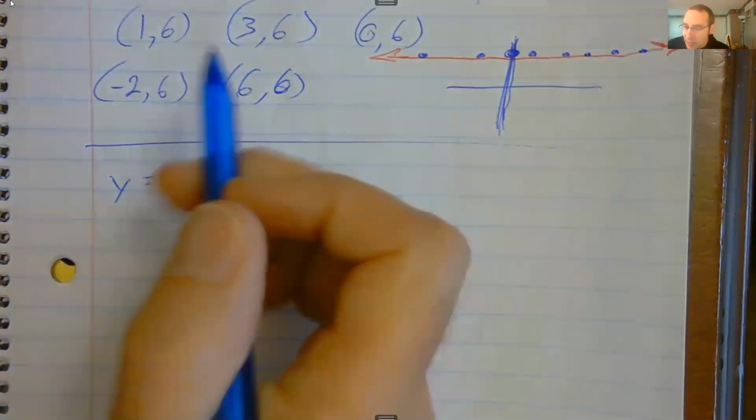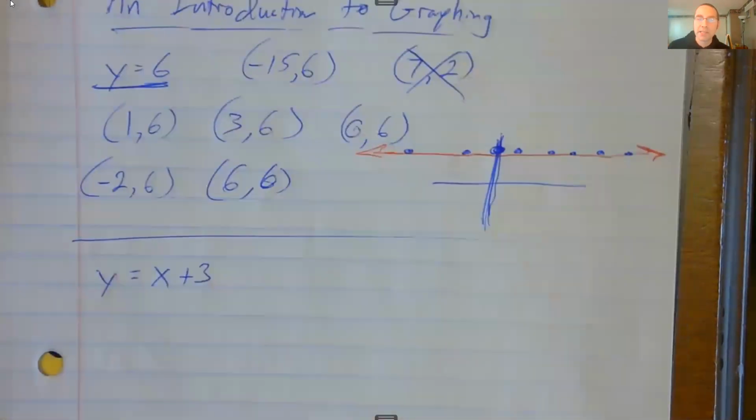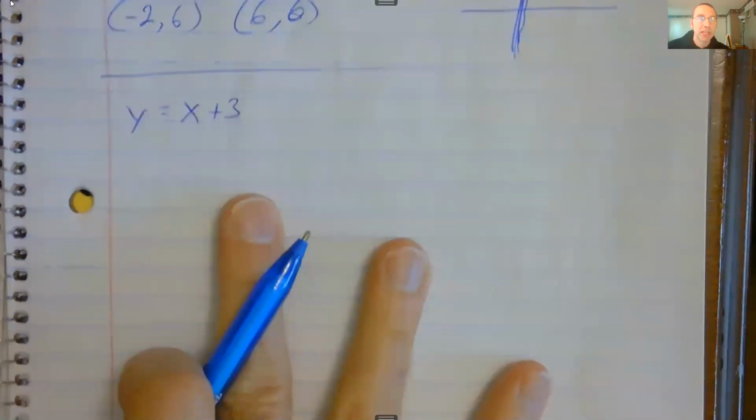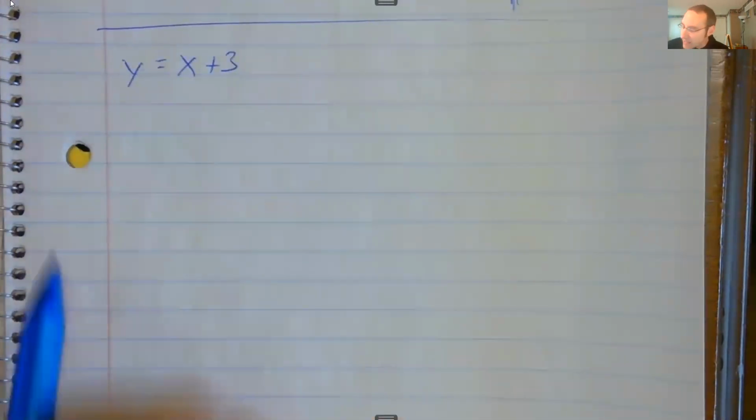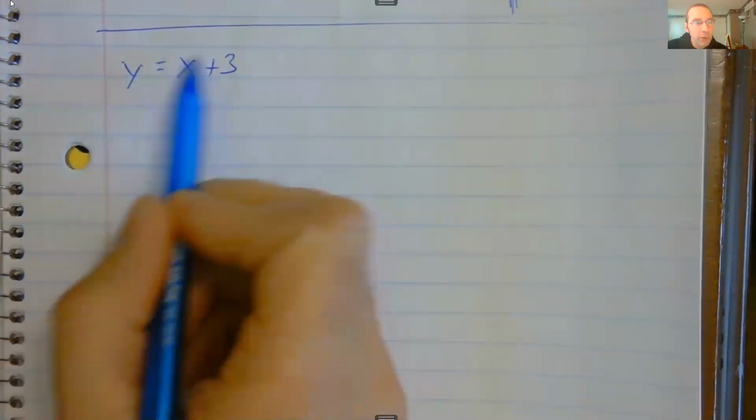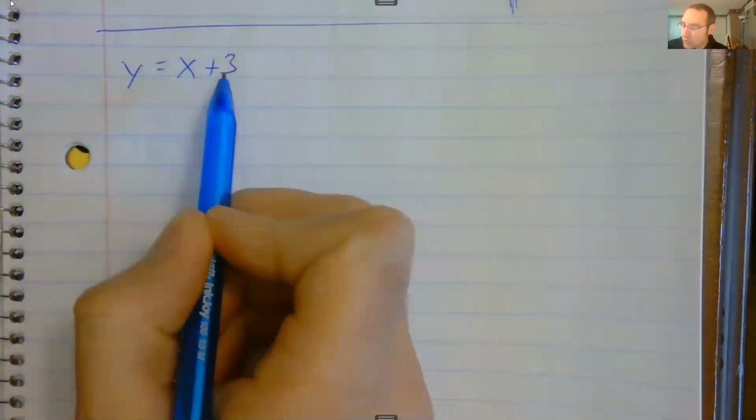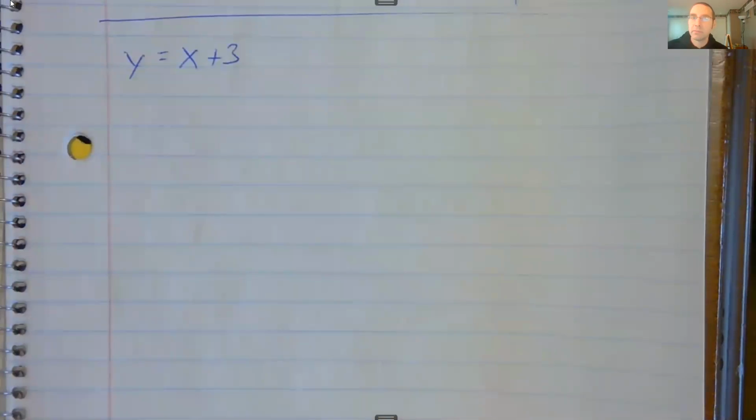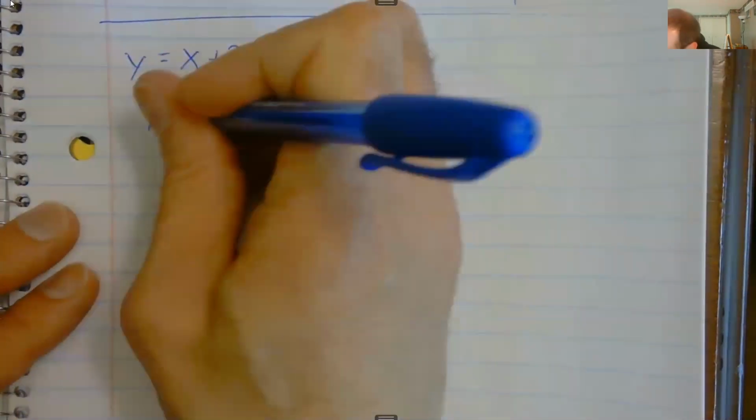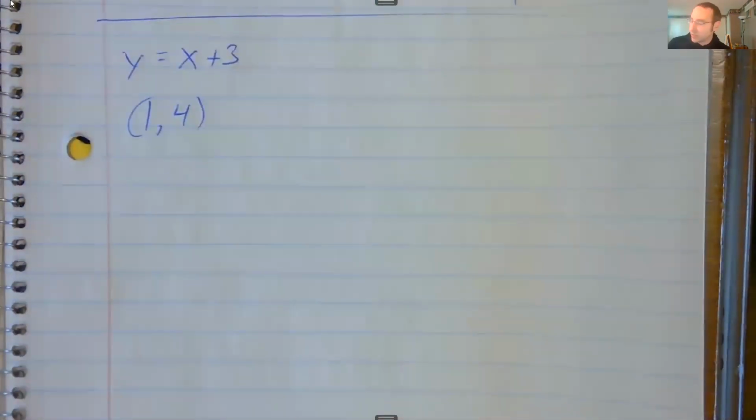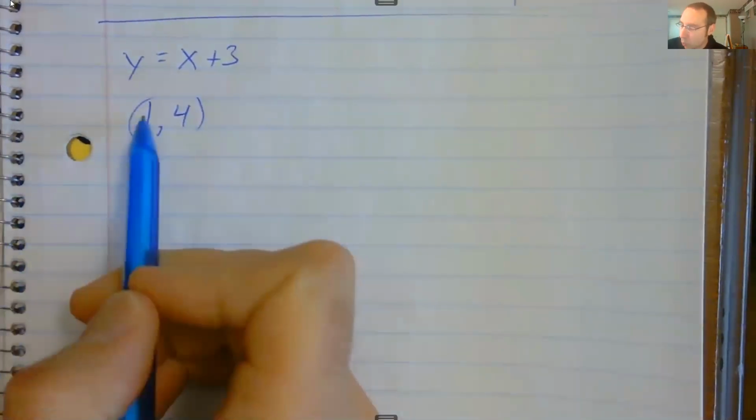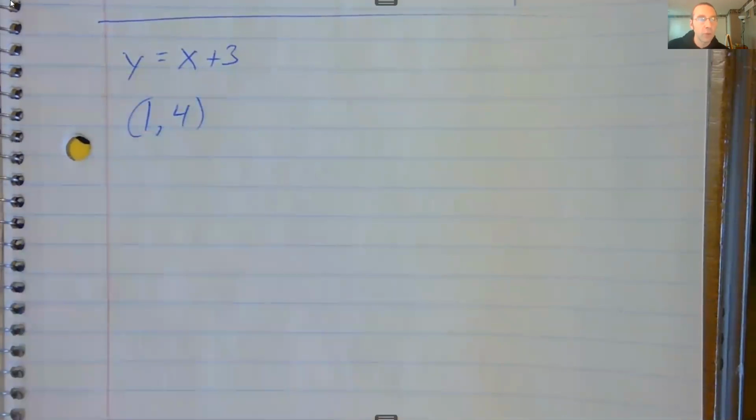And so again, just like we did up here, I'm going to come up with a bunch of points that make this a true statement. What this says is, I want all the points where, when I find an x value, the y value is going to be 3 more than that x value. So for example, 1 comma 4 is a solution to this equation. That makes that a true statement. When you put 1 in for x and you put 4 in for y, you get a true statement. You get 4 equals 1 plus 3.